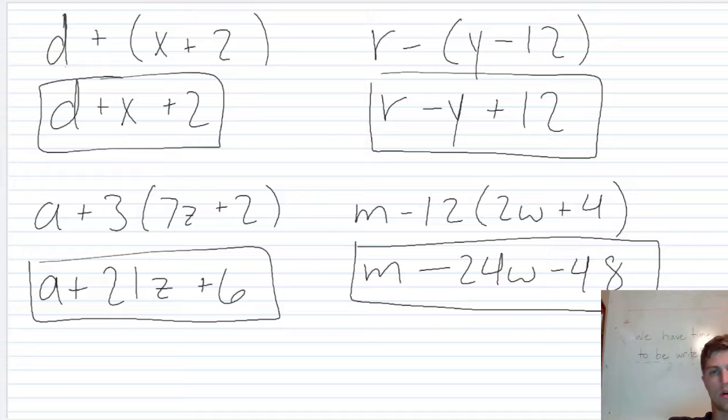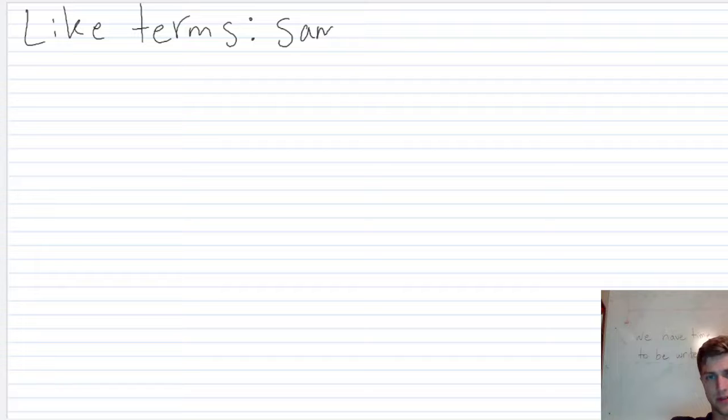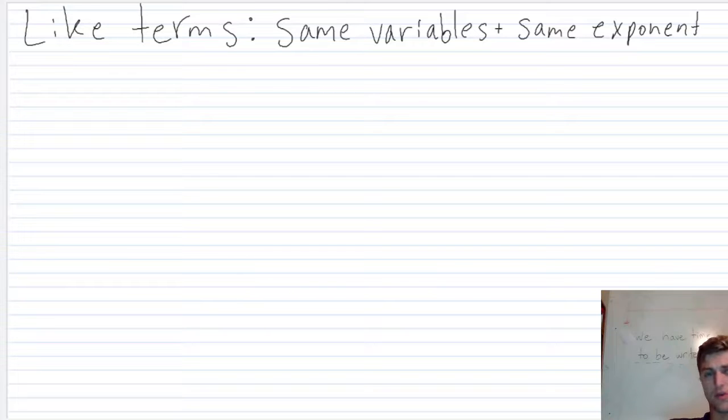Now let's go over like terms. What does it mean to be like terms? Like terms means same variables and same exponent. Now these are important because like terms can be combined. You'll often hear combining like terms. And this combining is referring to addition and subtraction. But let's just go through these examples a little more.